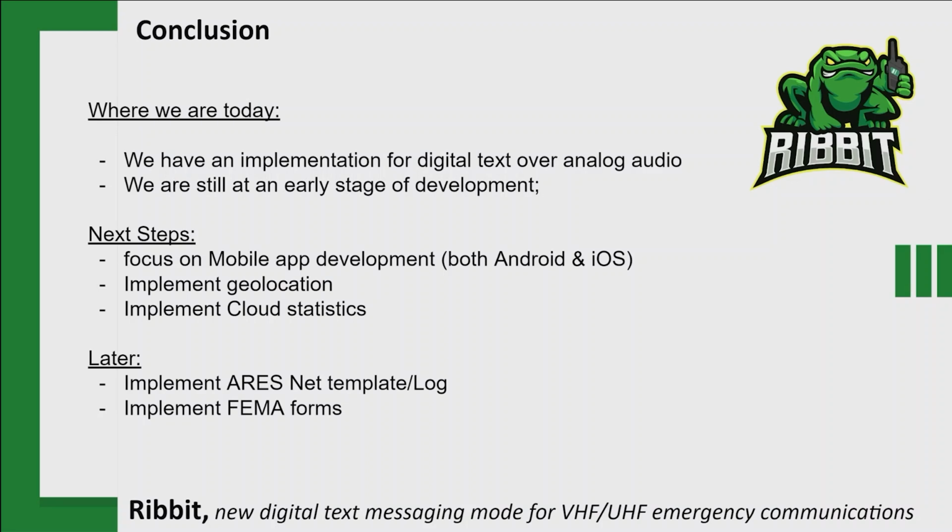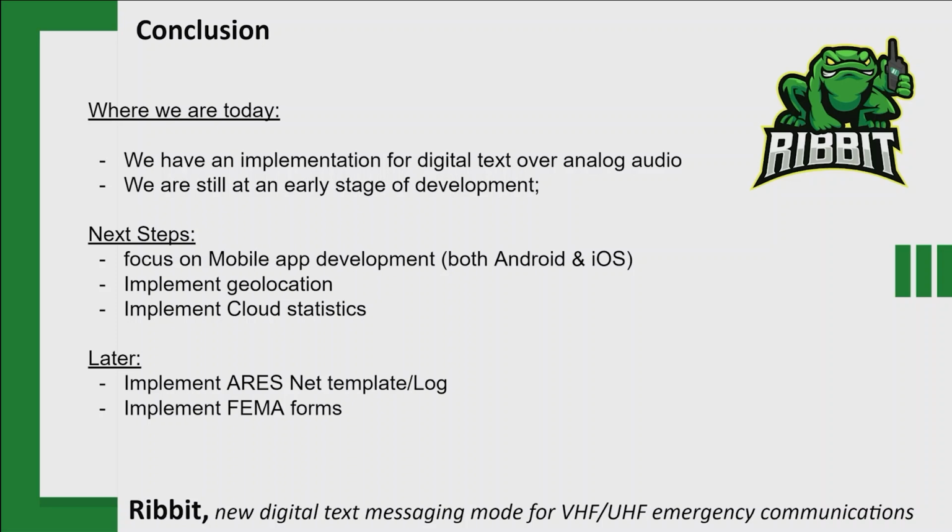So we've got an implementation of digital text over audio. We're still at a very early stage of development, even though it's been almost a year. The next step is we're going to focus a lot on the mobile app development, for iOS as well, not just Android. We want to implement the geolocation and the cloud statistics. When the statistics start going, we're going to have field data of how the messages were received, how much the error correction kicked in or not, and how good the signal was. Then we can fine tune to see if we can go beyond what we have.